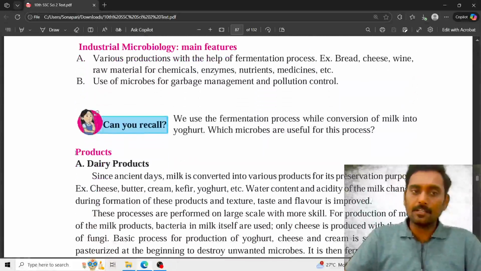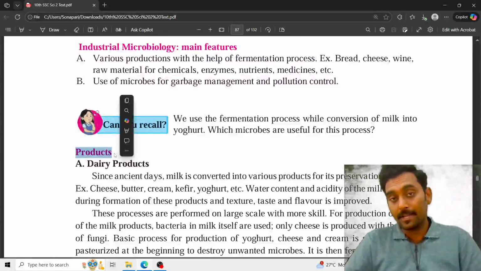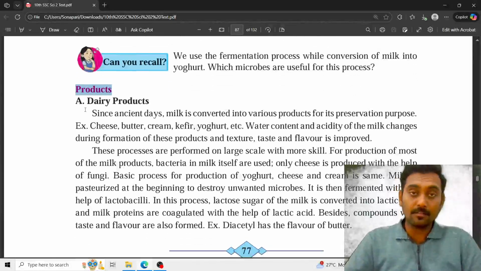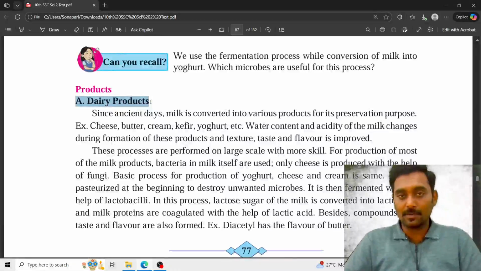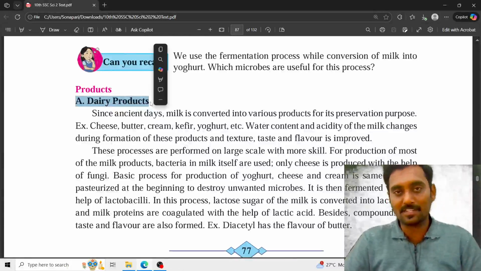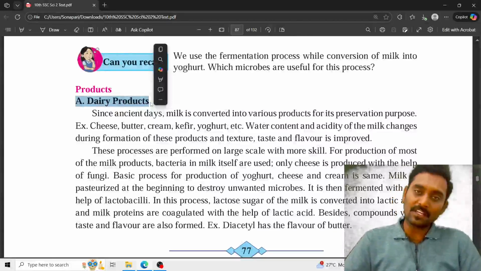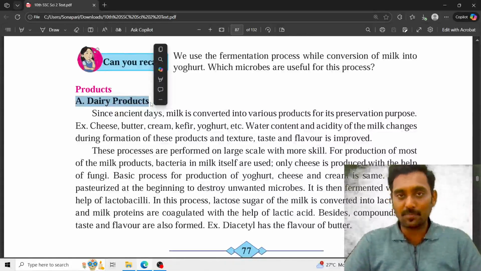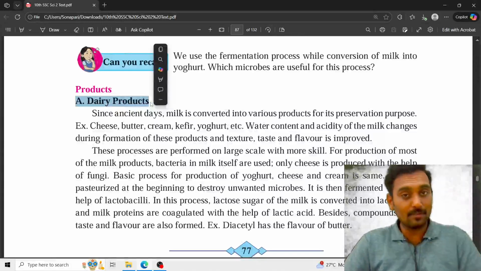Okay, so next we will learn what I mean by products, which kinds of products are basically made using microbes in applied microbiology. In that, we will study the first category A, that is the dairy products. As soon as we talk about dairy products, you will easily imagine we are talking about products made from milk. Since ancient times we use milk, and traditionally we convert that milk into various forms to increase the shelf life of that milk.